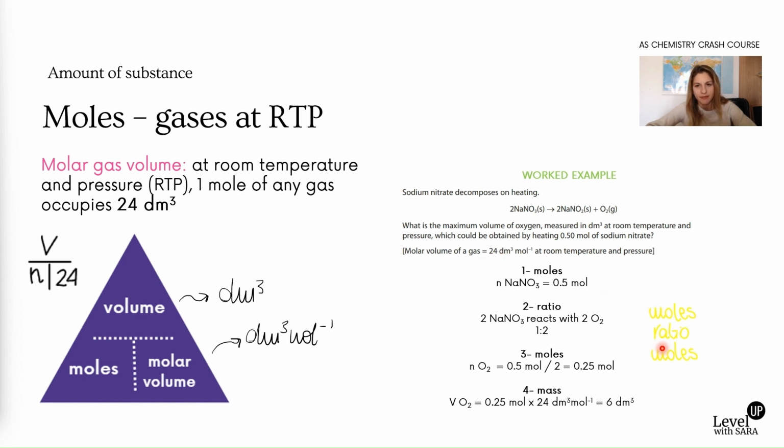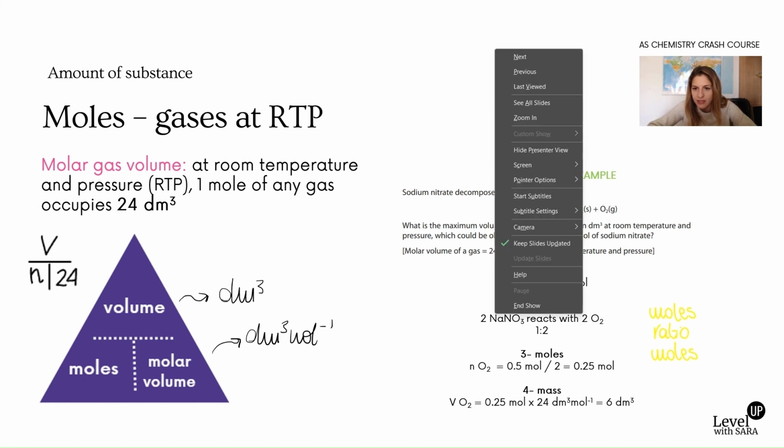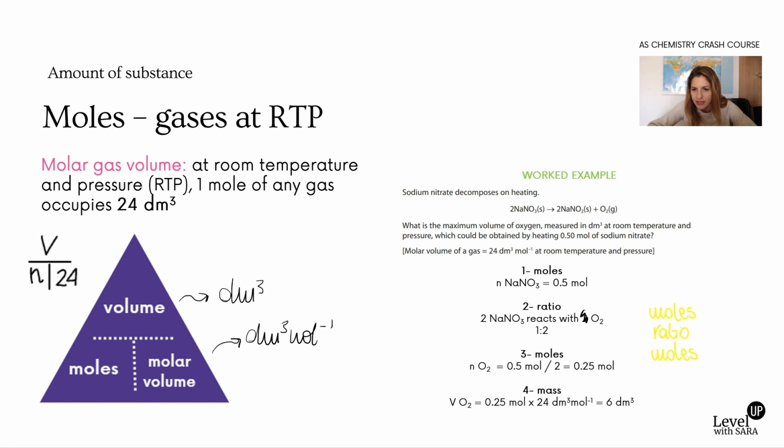Okay, guess what? Mole ratio mole, always. We are given 0.5 moles of sodium nitrate. We're finding the moles of oxygen, so the ratio would be 2 to 1. My bad, let me correct that. 2 sodium nitrate reacts with 1 oxygen, so it's the other way around, 2 to 1. You can see it from the equation.